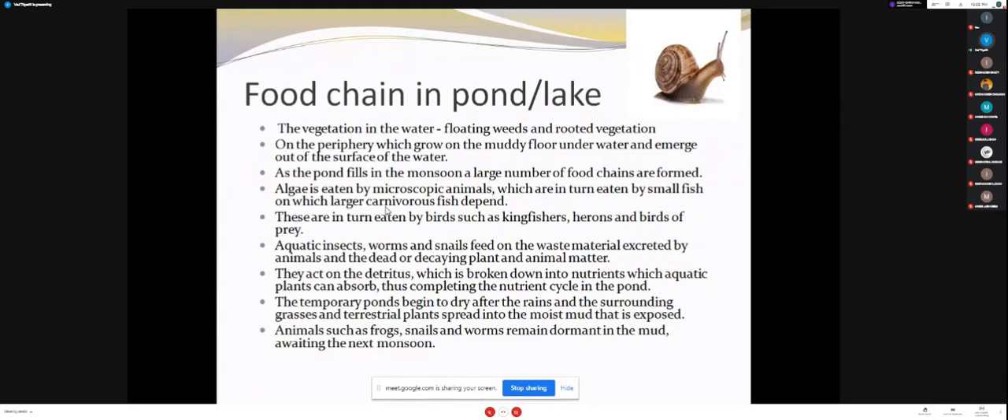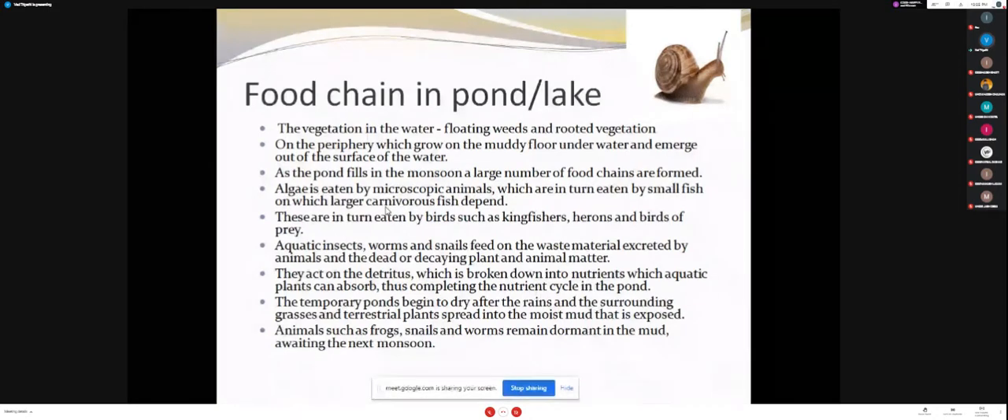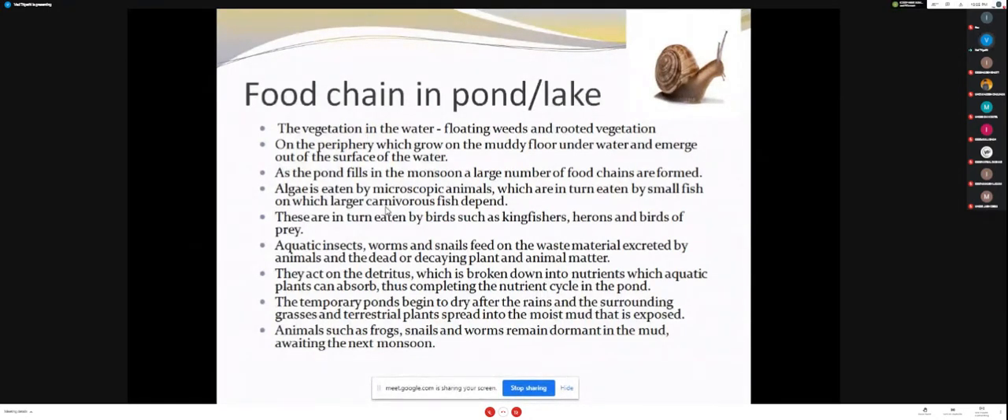So temporary ponds begin to dry after rains, and the surrounding grass and terrestrial plants spread into the moist muddy region. As the volume of water decreases after the rains, slowly the grasses and the small terrestrial plants start growing and move towards the center of the pond. Animals such as frogs, snails, and worms remain dormant inside the mud and wait for the next monsoon.